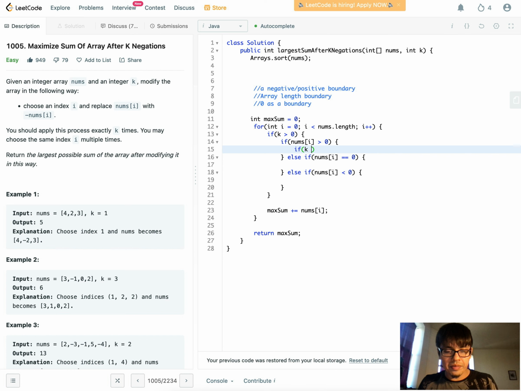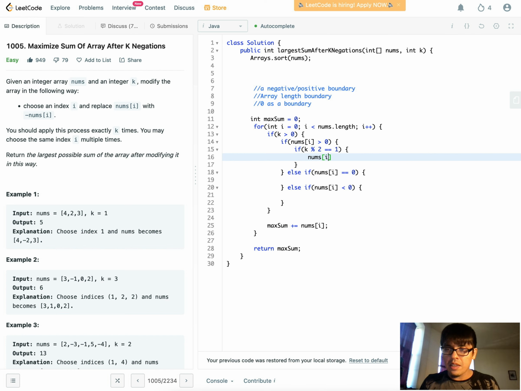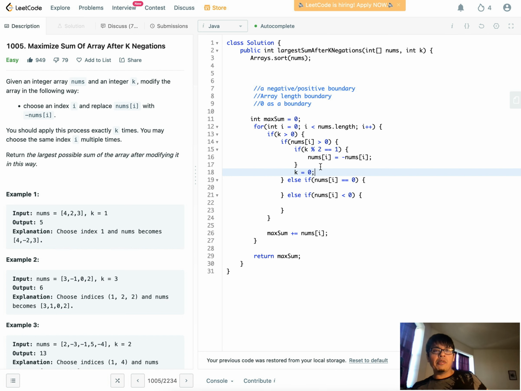If k equals 1, nums I equals negative nums I. Okay, k equals 0. So what am I saying here? If we're in a positive run, right? If we have numbers like 2, 3, 4, 5, 6 after sorting, we just want to keep turning this negative over and over again until k is equal to 0. Or k is equal to 1 and we have no choice. And if we have no choice but to turn this negative, then we'll just turn this one, because this is smaller than the next number because these are all positive.